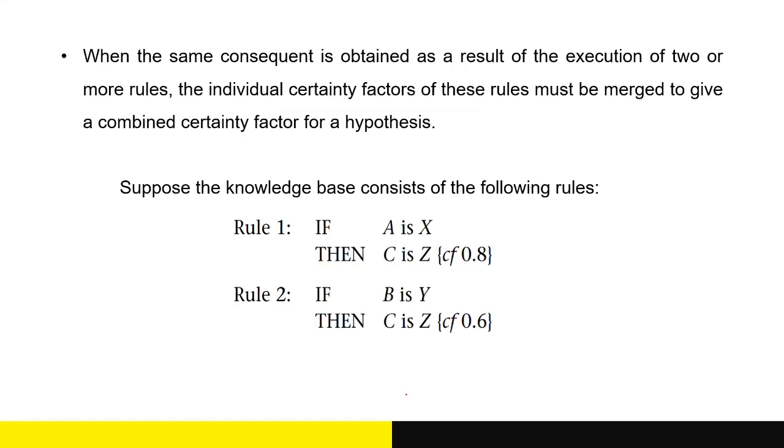When the same consequent is obtained as a result of the execution of two or more rules, the individual certainty factors of these rules must be merged to give a combined certainty factor for a hypothesis.